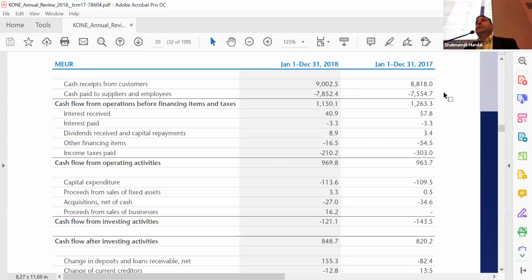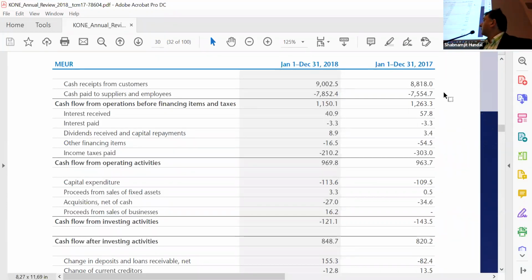Kone has invested in, for example, Finnair, and Finnair is distributing its profits. Then Kone will get this money. Companies also invest in other companies. So the dividend comes in, 8.9. Then other financing items, it's negative. Income tax paid. Of course, when you pay income tax, the money goes out, the sign is negative, simple.